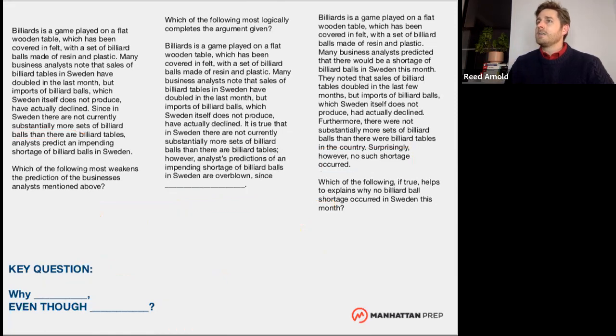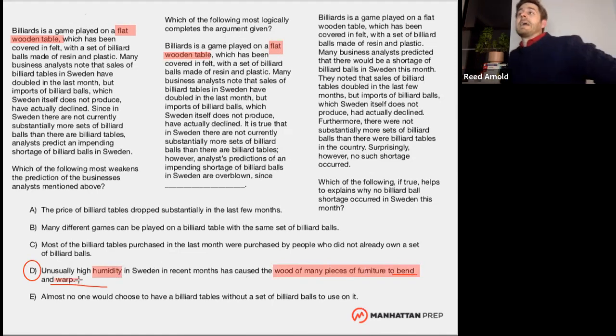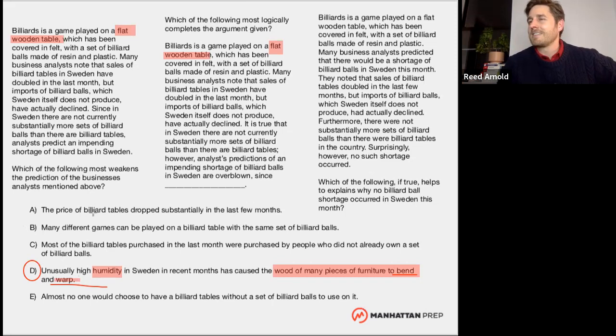And so if you look at answer choice D, that's what that is meant to hint at. If there's been a lot of humidity and it's caused wood to bend and warp, well, this is a little sneaky thing here in the intro. We're told that this game is played on a flat wooden table. So humidity has caused the wood of furniture to bend and warp, and that flat wooden table might not be flat anymore. A lot of pool tables might have bent and warped and are no longer flat, and therefore the game is not playing on the surface it's supposed to be played on, and so people are replacing their bent and warped billiard tables with new ones. Again, this is a silly example, so if you missed this, it's not the most realistic question, I suspect. It's a little bit niche, but I do think it gets the game across, even if it's not particularly realistic.